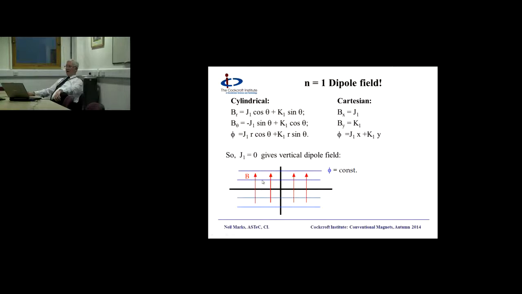Here we have the lines of constant scalar potential in blue. Here we have the lines of flux density in red, for an equation where By is non-zero and Bx is 0. But if you take it the other way, where Bx is non-zero, you get K1 equals 0, which gives a horizontal dipole field. So it's like the vertical field just moved round by 90 degrees by changing which particular constant is equal to 0.